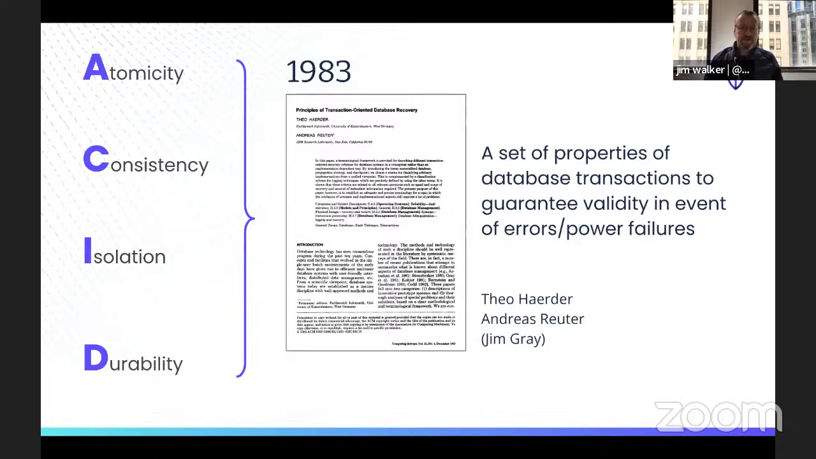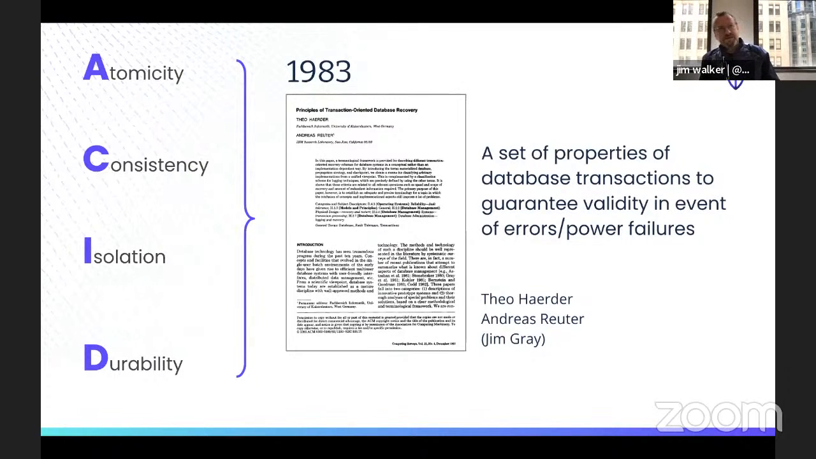Now, this paper is fantastic. If you want to read the original paper, it's great. It defines ACID as a set of properties of a database to guarantee validity in the event of an error or power failure. It basically abstracts those issues away from the database.